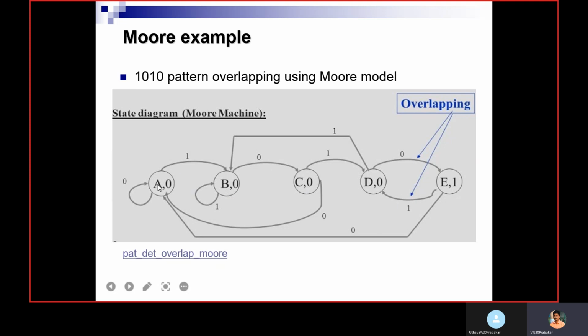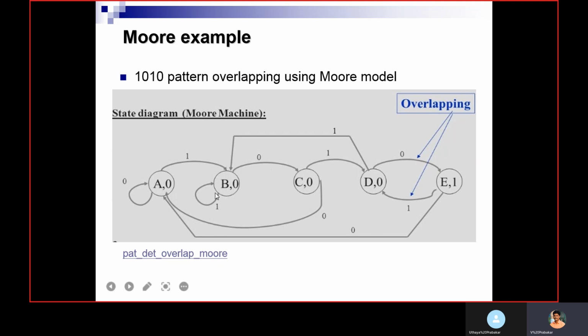Here, in Moore, the output depends on the present state only. So along with this state, we need to mention the output. At A it is 0, B it is 0, C it is 0, D it is 0, E here it is 1. So when the pattern is detected, draw this 1. So first draw for the given pattern. When we receive 1, we should move to B.